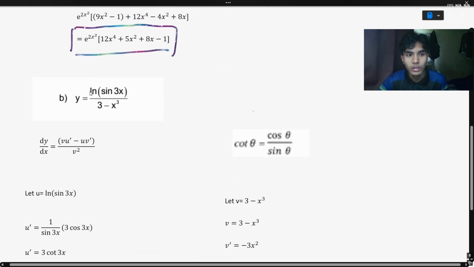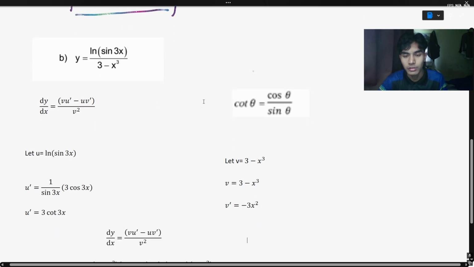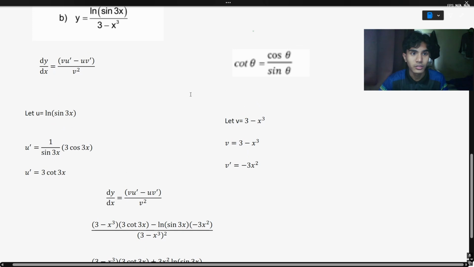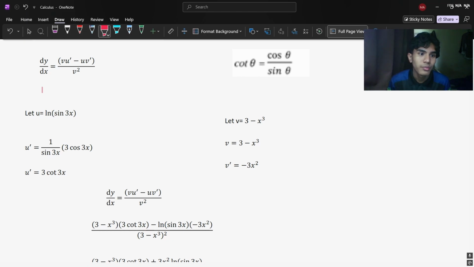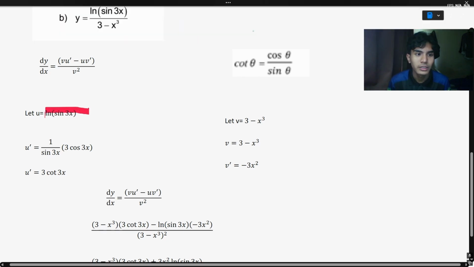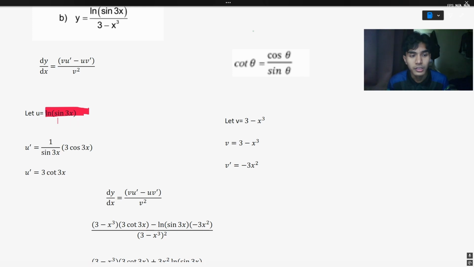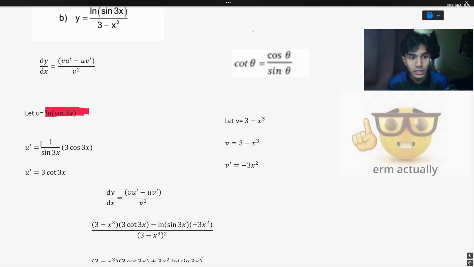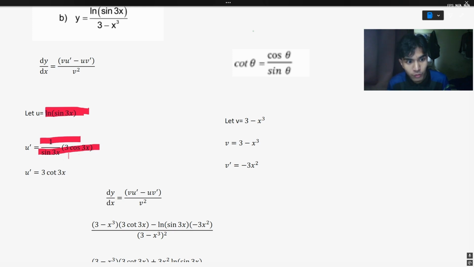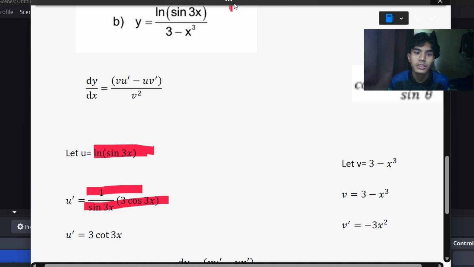But on this question, it doesn't multiply. It's actually divide: ln sine 3x divided by 3 minus x cubed. So that's why we use the quotient rule. Just like usual, there are two functions. We'll separate them first. So let u become ln sine 3x, and then we'll differentiate it. After differentiating ln sine 3x, we'll actually get 1 over sine 3x multiplied by 3 cos 3x.